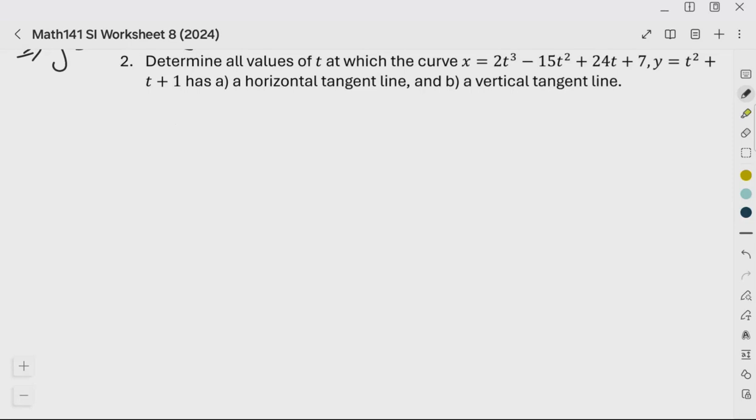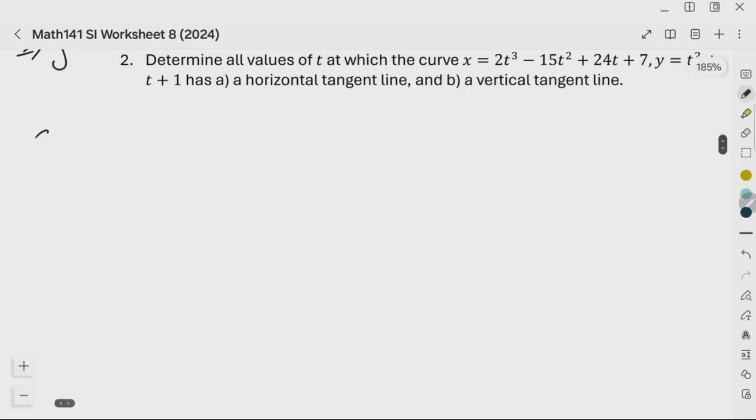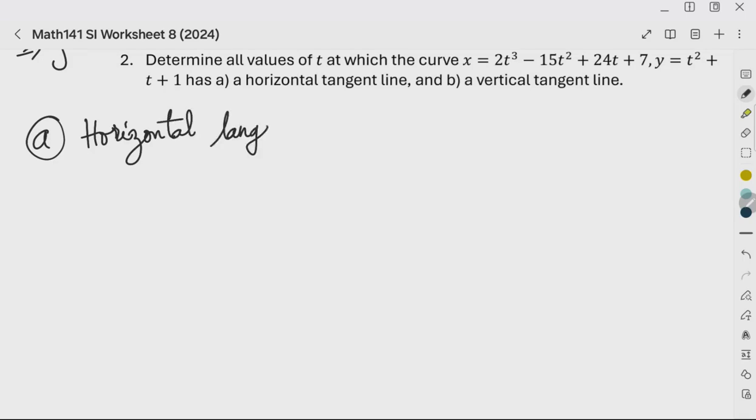Now we're told to determine all the values of t for which the curve given by those two parametric equations has first a horizontal tangent line. So let's look at A, horizontal tangent line. Right. How do we find that out?